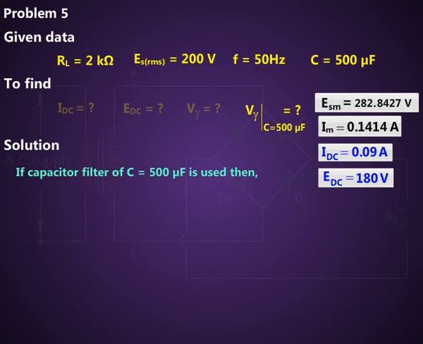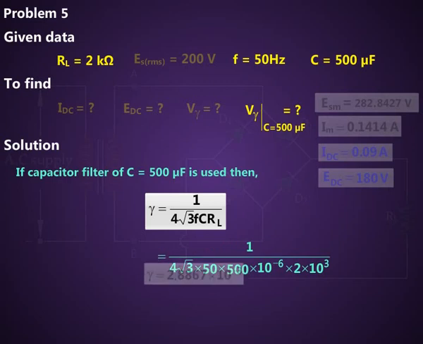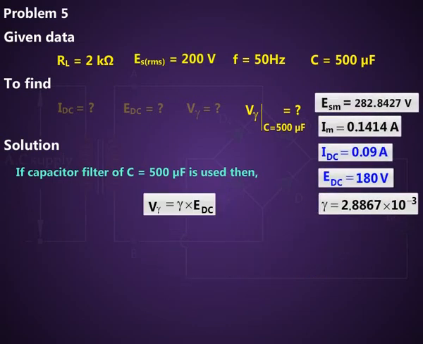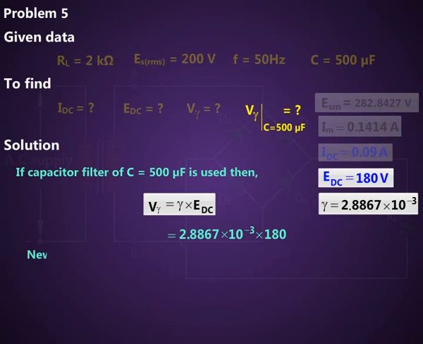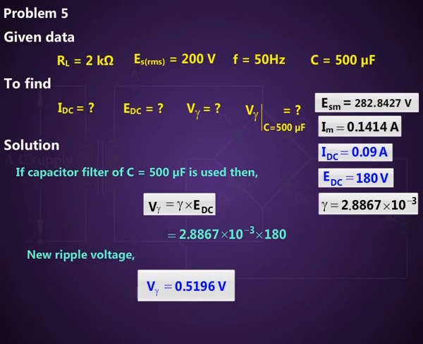If capacitor filter of C is equal to 500 microfarad is used, then gamma is equal to 1 by 4 root 3 FCRL. Therefore, gamma is equal to 2.8867 into 10 to the power of minus 3. Therefore, the new ripple voltage V gamma is equal to 0.5196 volts.